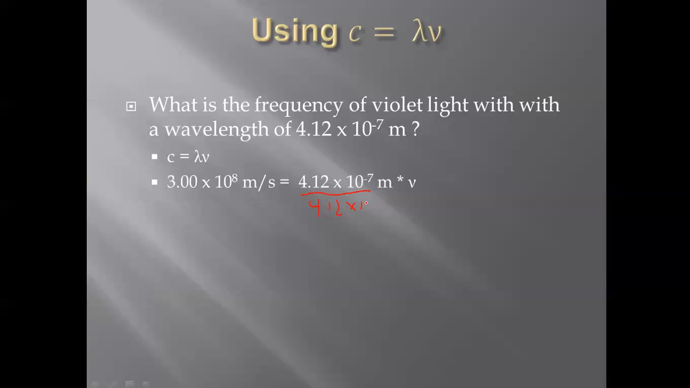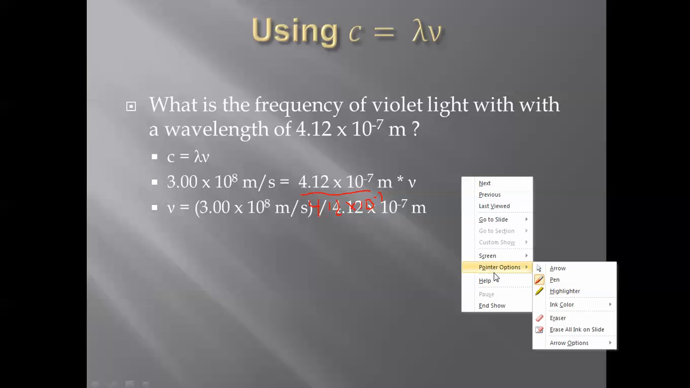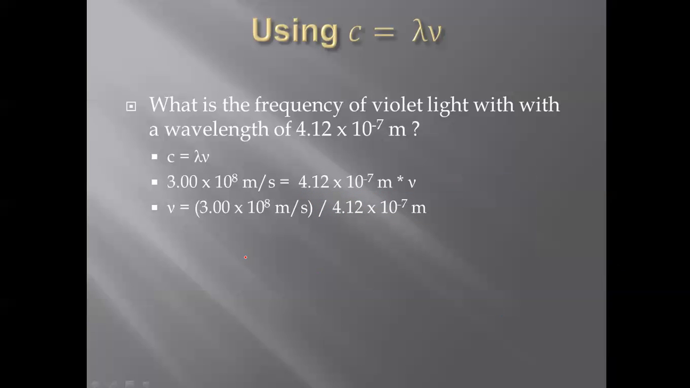Now I can clumsily try to write it here with my little pen, but hopefully you can see what's going on there. Divide both sides by that value. So then we're going to get this. After we divide both sides by 4.12 times 10 to the negative 7th, the frequency is going to be 3 times 10 to the 8th meters per second divided by 4.12 times 10 to the negative 7th meters.